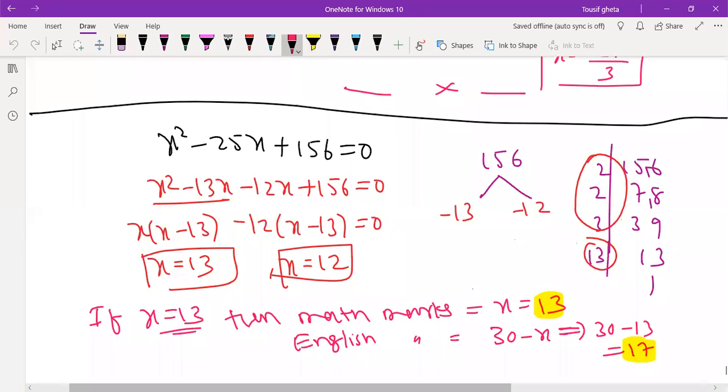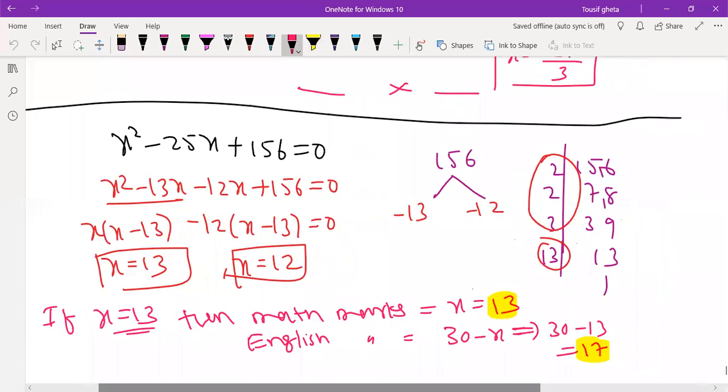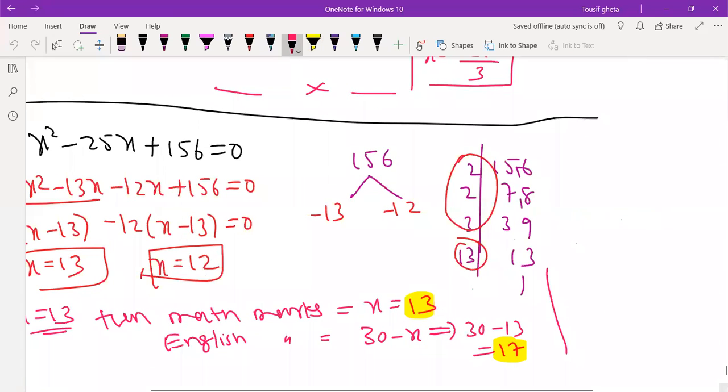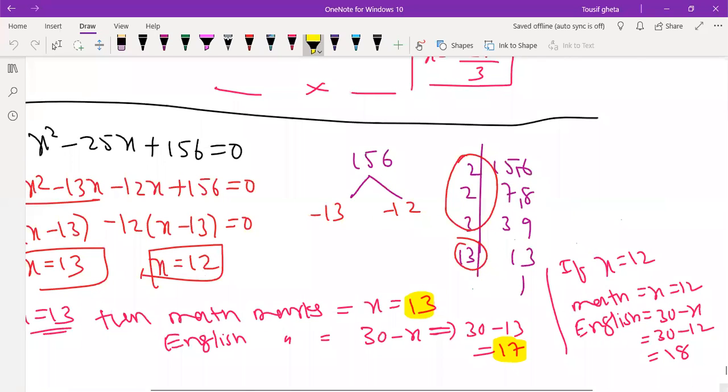Okay, and next part we will do here. Next, if x is equal to 12, then Maths marks will be x equal to 12 and English marks will be 30 minus x, nothing but 30 minus 12 will be 18. So these are the two marks, 12 marks and 18 marks. So both of these you should write completely. Okay.